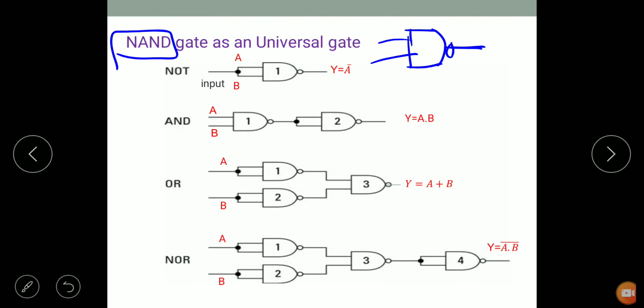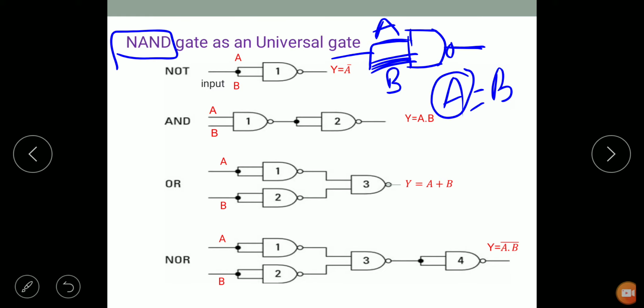How is it possible? The NOT gate has only one variable, but the NAND gate has two variables. So simply what we do here is short circuit both the inputs and make it a single input. We short circuit both the inputs A and B, so A is equal to B. If we call it A, that is right, and if we call it B, that is also right.